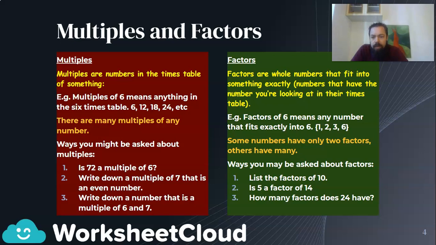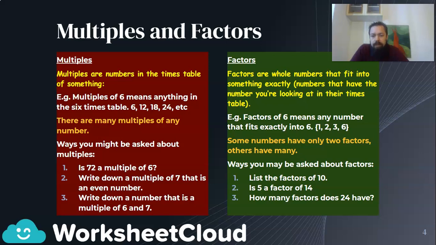And the third way, you might be asked to write down a number that is a multiple of 6 and 7, and that means it must be in the 6 times table and the 7 times table. So the easiest way to do that is to find the first number that is in both, or you can times them together. So in fact, the answer to 3 is 42, or there are others, 84 and higher, but the smallest one you'll find is 42.